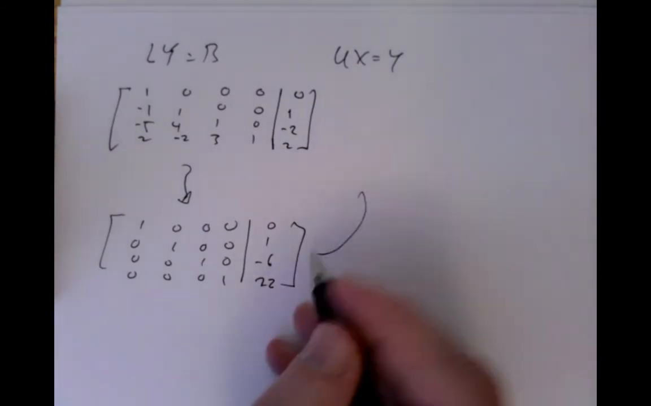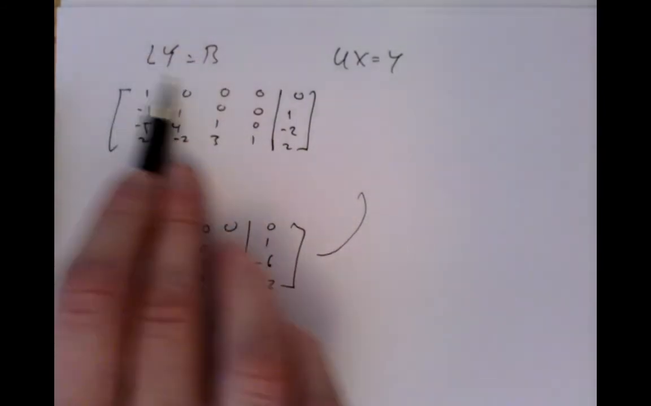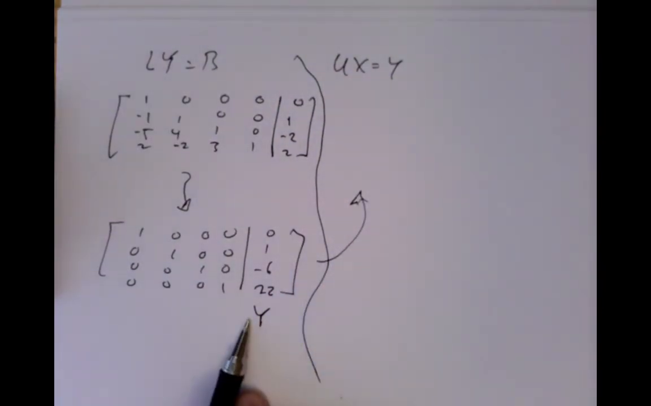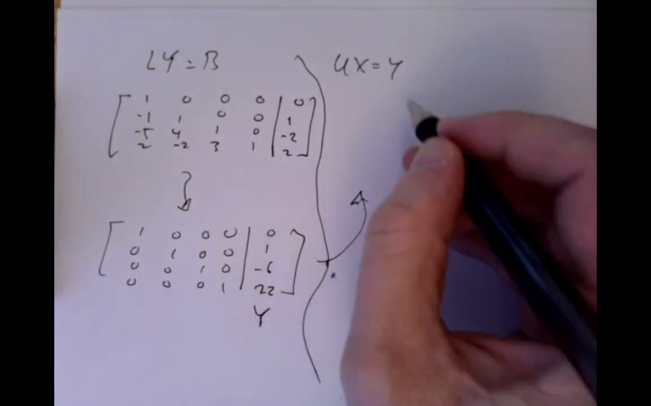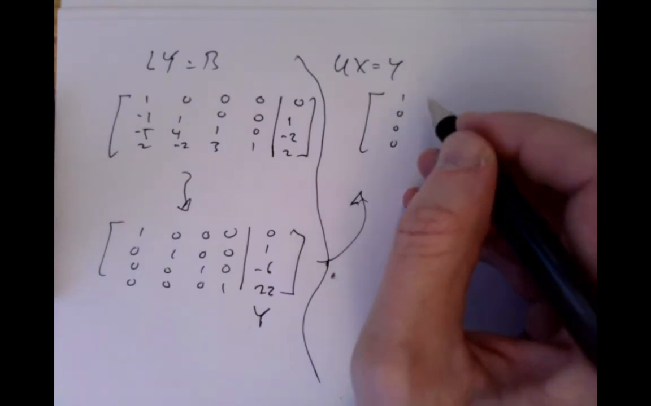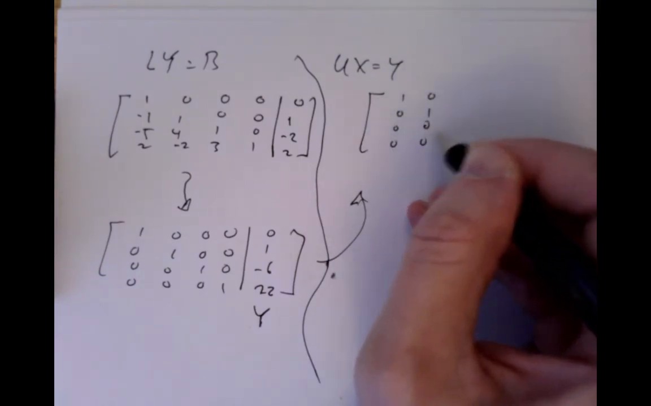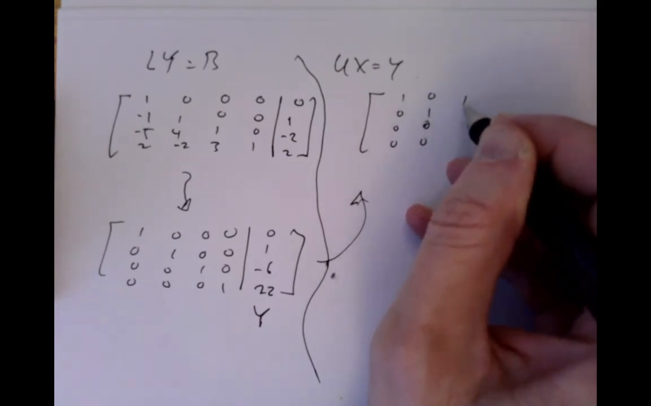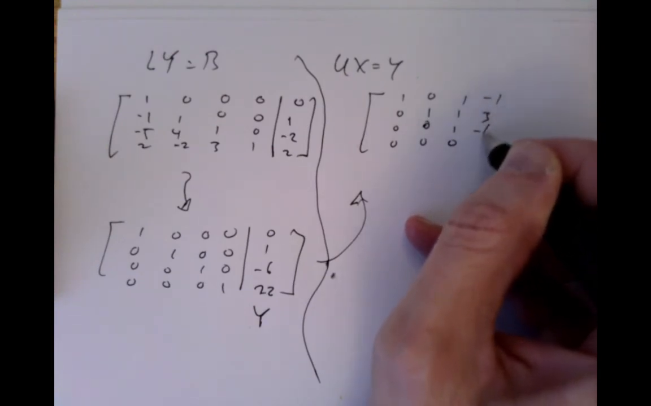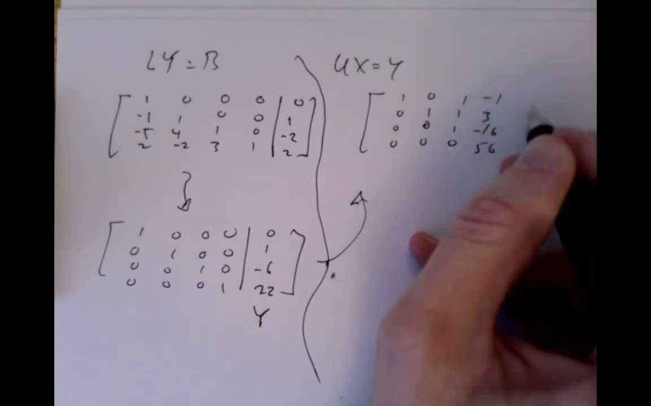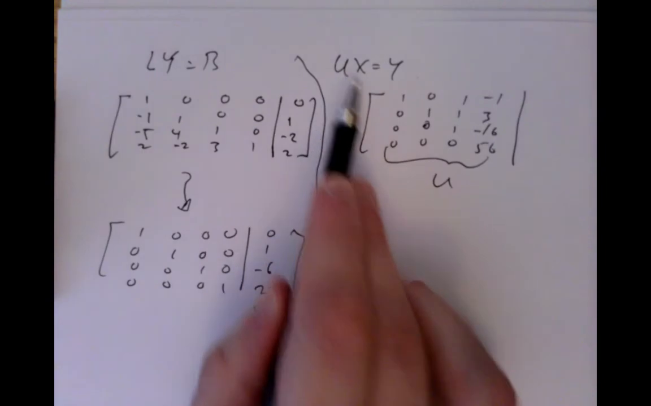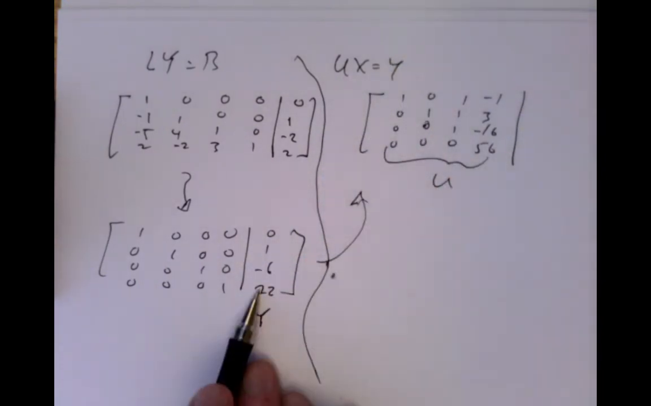And then we plug that in. So this must be y, because y is the unknown in this problem. Then we plug that into this guy here. The unknown y now becomes known and gets put into this system. And U was the matrix 1, 0, 0, 0, 0, 1, 0, 0, 1, 1, 1, 0, minus 1, 3, minus 16, and 56. We have to put that in for U. So that's now the known upper triangular U. We've got this y, which we've worked out from here.